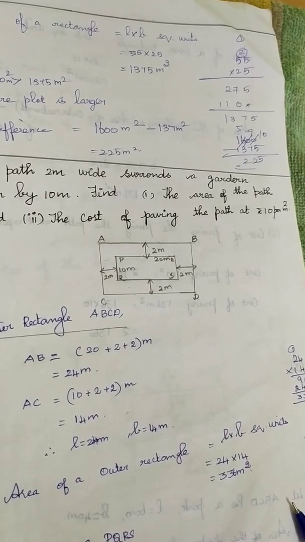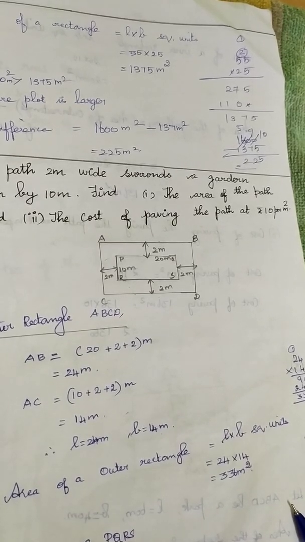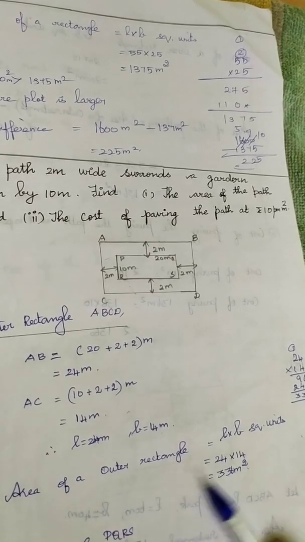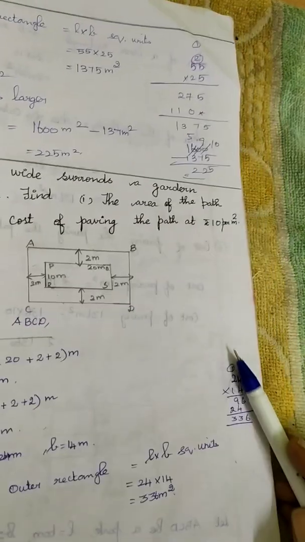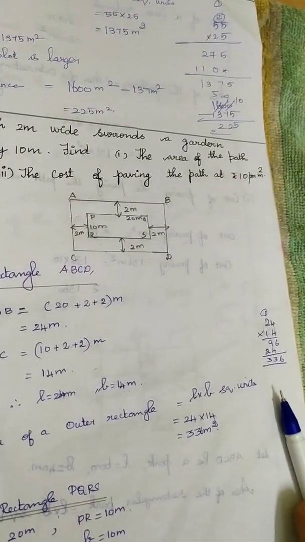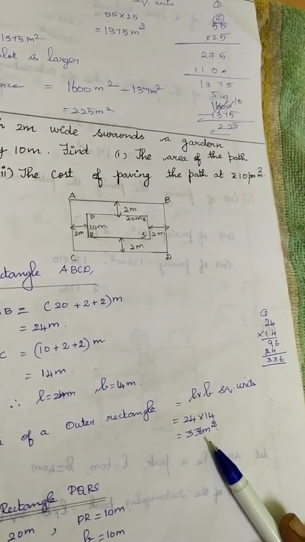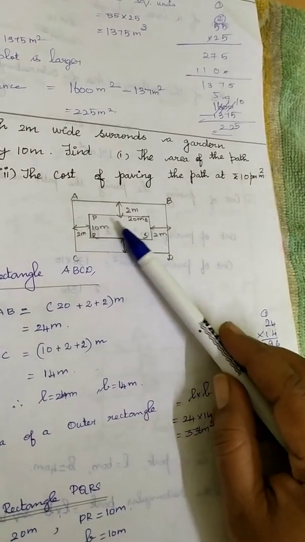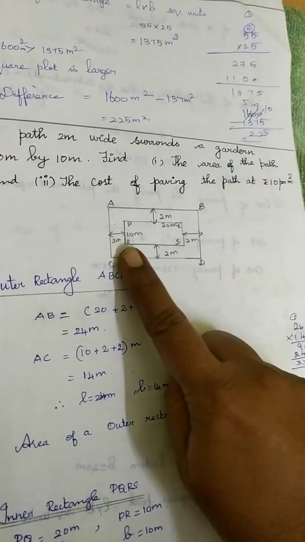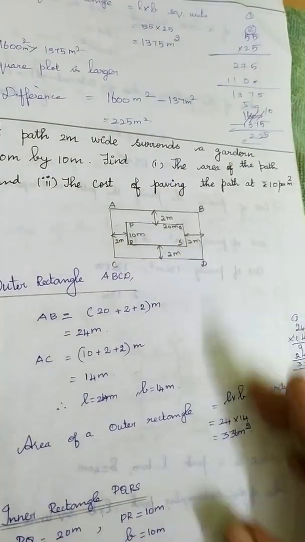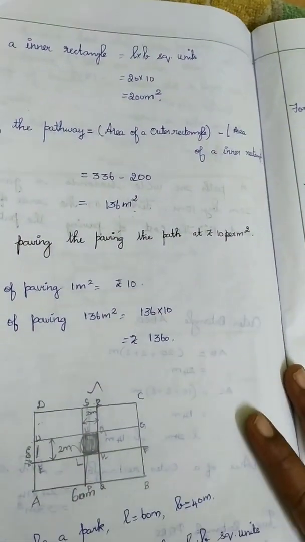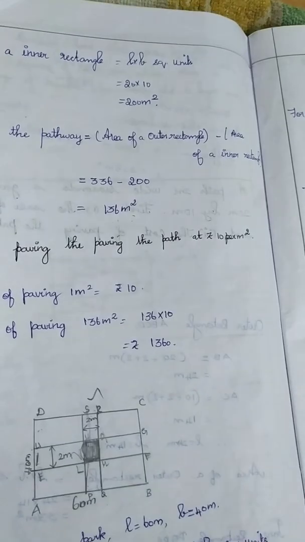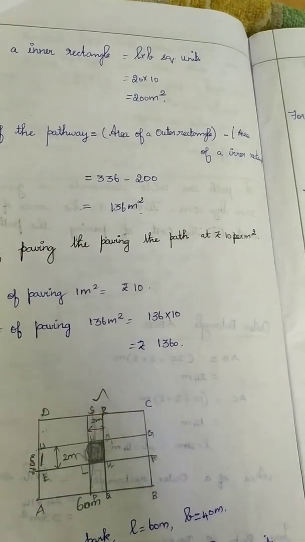Next, I have found the outer rectangle's length and breadth. So the next step is finding its area. Area of outer rectangle is equal to length into breadth square units. So 24 into 14, if you multiply, you will get 336 meters square. Next, inner rectangle. Inner rectangle named PQRS. So its length is 20 meter, breadth is 10 meter. So your formula is area of inner rectangle is equal to length into breadth, 20 into 10, which is equal to 200 meters square.